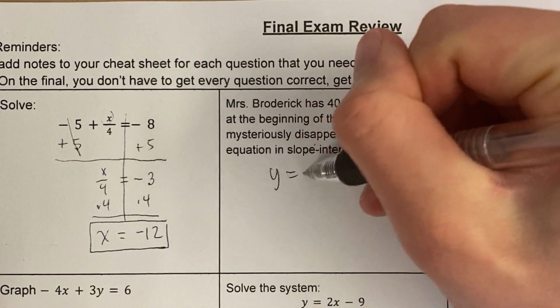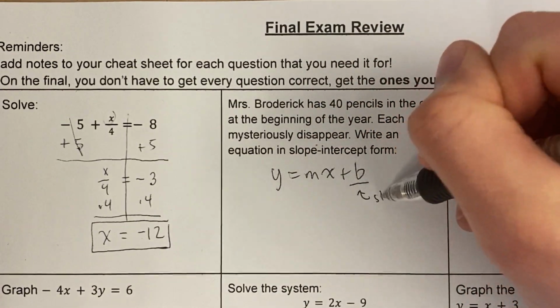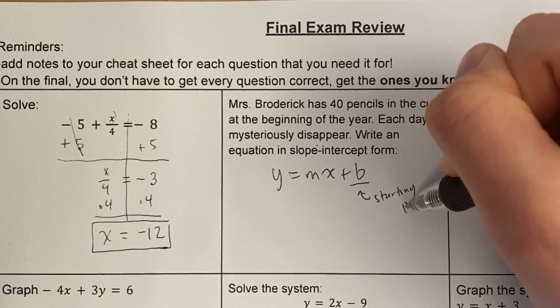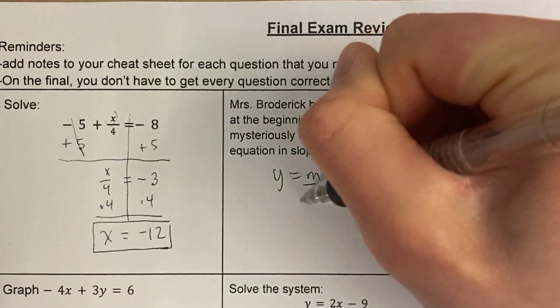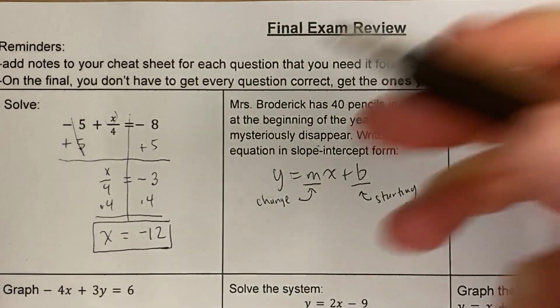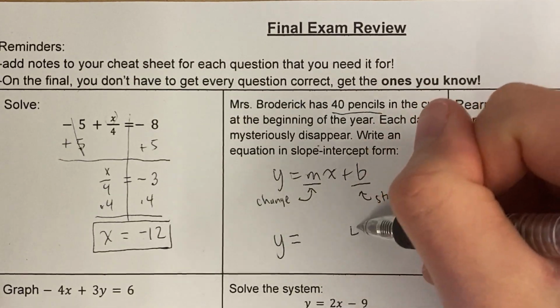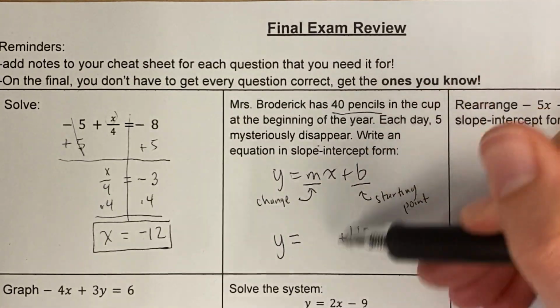Here's what we need to know. Whenever I read a question like this, where there's a starting point and then a change happening, I know that I'm going to use slope-intercept. Okay? So in this case, my starting point is that I have 40 pencils in the cup, right? I'm starting with positive 40 pencils.